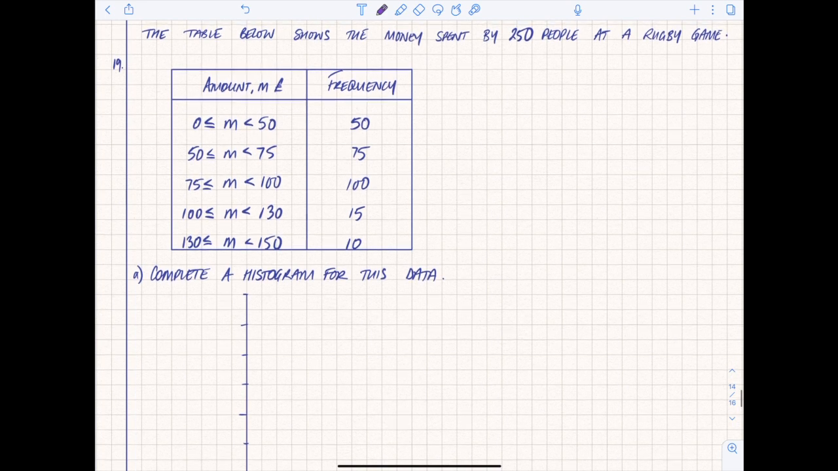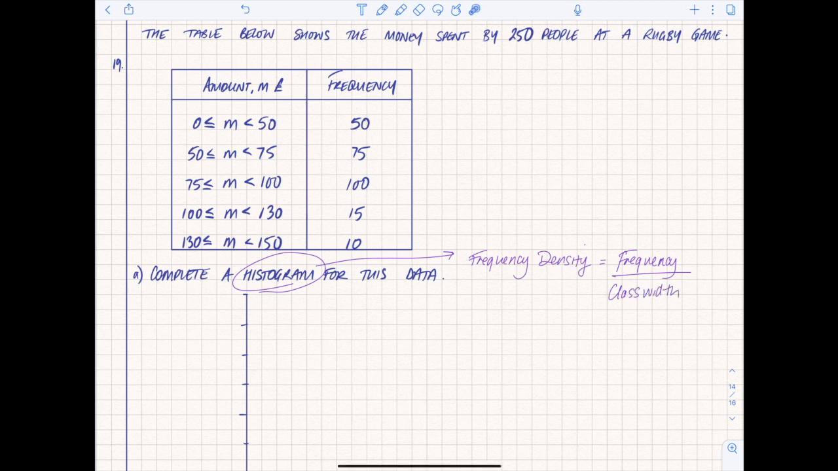So we're going to talk about histograms here. The table below shows money spent by 250 people at a rugby game. Okay, so histogram. First thing you need to think about is frequency density. Really important that you think about frequency density as soon as you see a histogram. And frequency density is frequency divided by the class width.